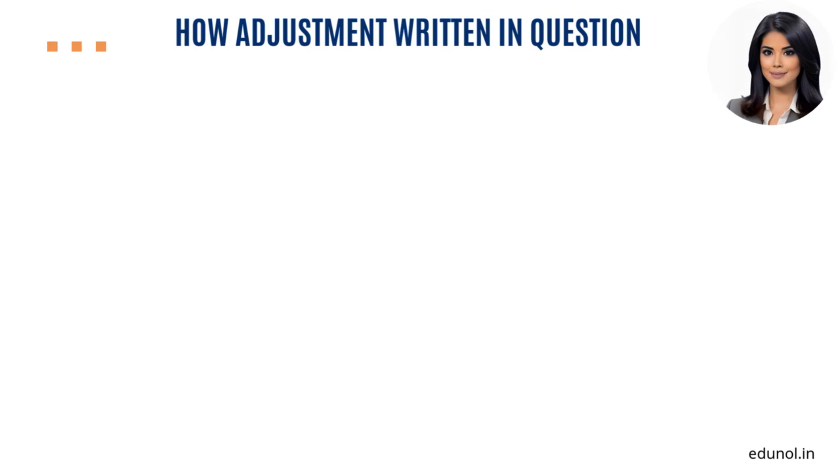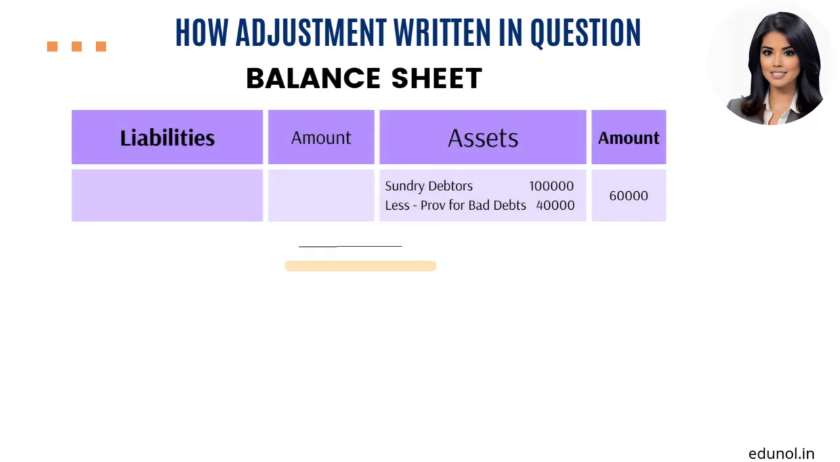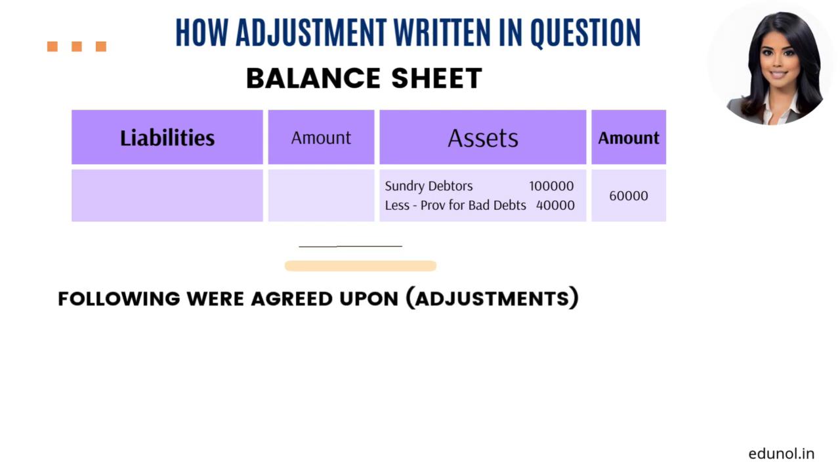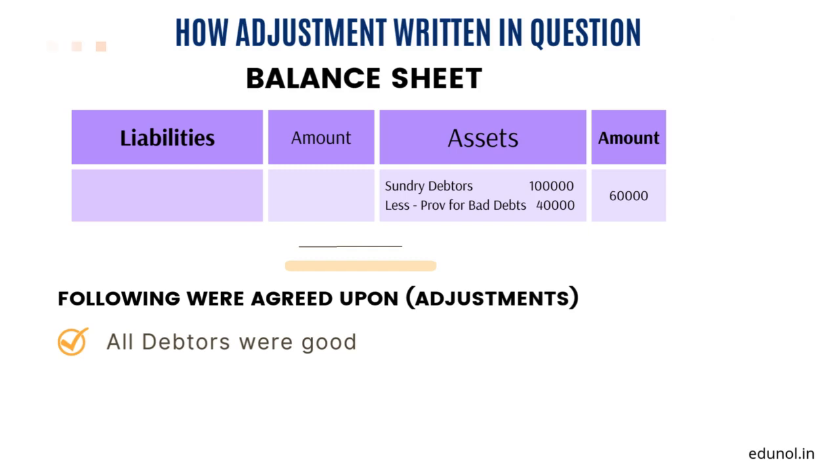Let's take an example to understand this. A balance sheet will be given in the question. Balance sheet has sundry debtors 100,000 rupees on the asset side. Provision for bad debts also exists at 40,000 rupees. Provision for bad debts is subtracted from debtors to get net sundry debtors of 60,000 rupees. The additional information below the question says that all debtors are good.